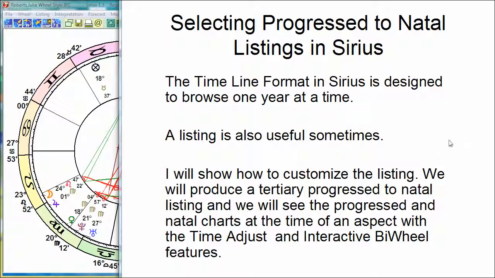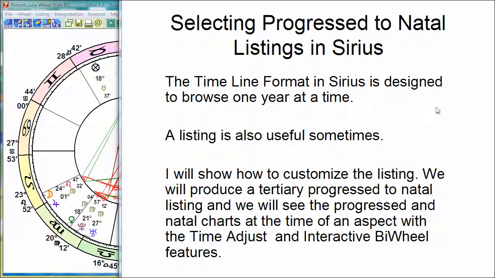So I'm going to show you an example of a case where that listing is useful, and I'm going to do something a little bit different from the usual. I'm going to show you a tertiary progressed to natal listing. Tertiary means day for a month. More common, we have the day for a year. Solar arc directions are also popular. But just to show you how you can do unusual things.